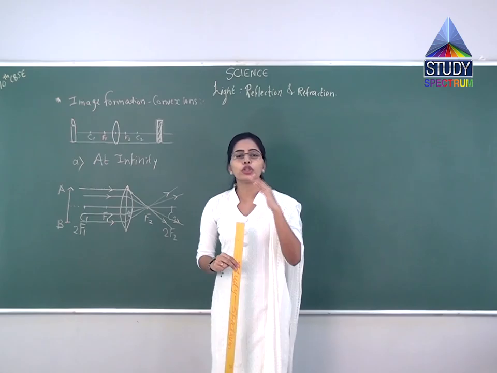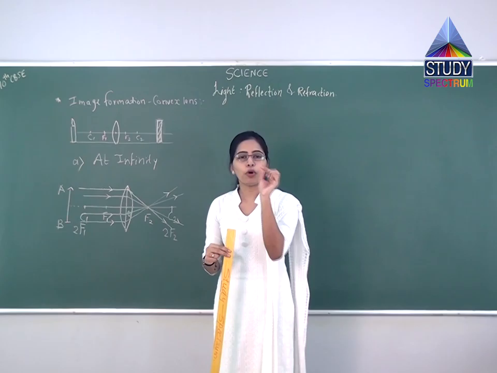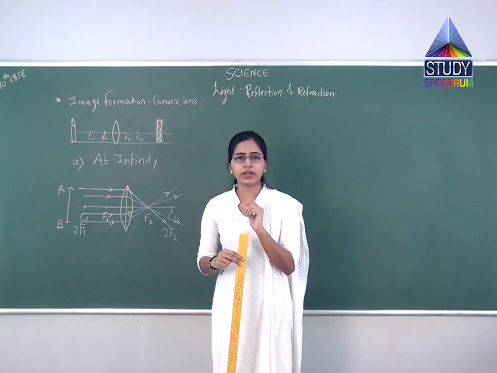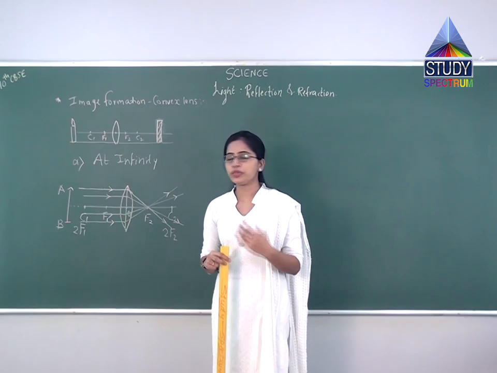So you can see here, all the rays are passing through the focus. So your image is formed at the focus, but it is a point image and it is highly diminished. Whether it is inverted or erect, we will see later on, because from this figure it is difficult to show. So this is the first case, when our object is placed at infinity.